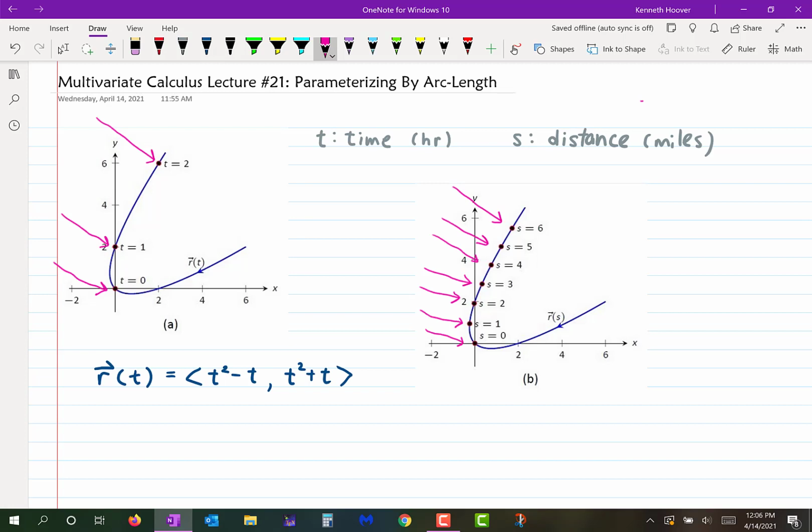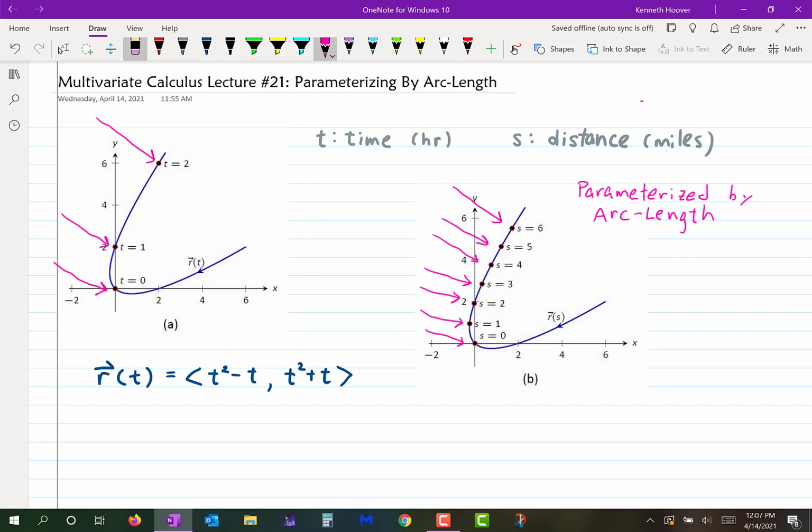That is called parameterized by arc length. Some people say reparameterized by arc length, because the curve was originally broken up by time, or whatever t stands for, and now we've changed it so that it's broken up in a different way. It's broken up by distance along the path, by units of arc length.